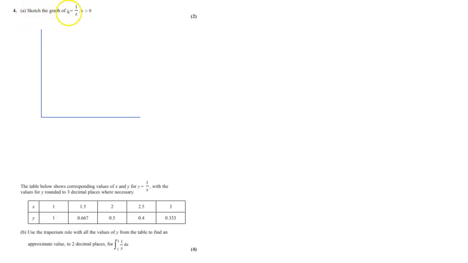Let's sketch the graph of y is equal to 1 over x, for x greater than 0. We are going to take only the positive side of x, not the negative. We know the graph of y is equal to 1 over x, but we are taking the positive side, so the graph will be like this. You can say this is 1 and 1. So this is the graph.